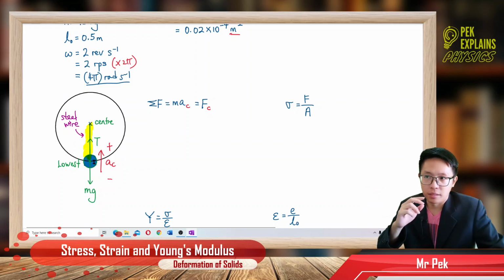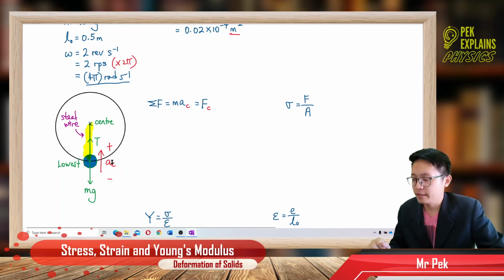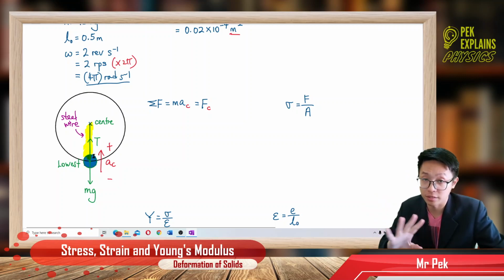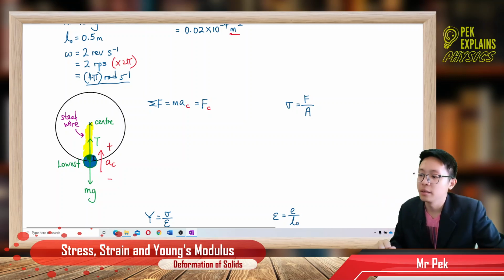So back to chapter circular motion. At the bottom of the circle, the force in the steel wire is the tension. Tension is pulling up. Tension only pulls on objects, never pushes. And mg goes below.